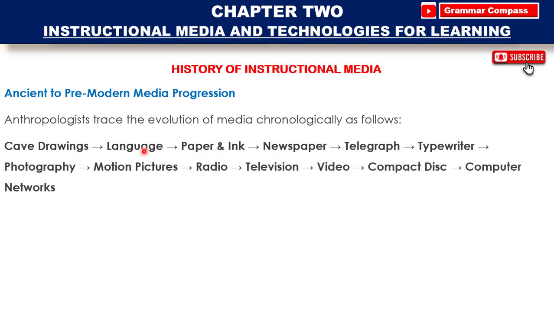Then it moved on to language. This was a big shift. People could now explain things, give instructions, ask questions, and teach each other directly. So learning became more interactive when language was used in teaching and learning. When paper and ink were invented, things changed again. People could now write things down, not just stories, but instructions, discoveries, and facts. So here we can say that knowledge could be saved, copied, and then shared to many people.